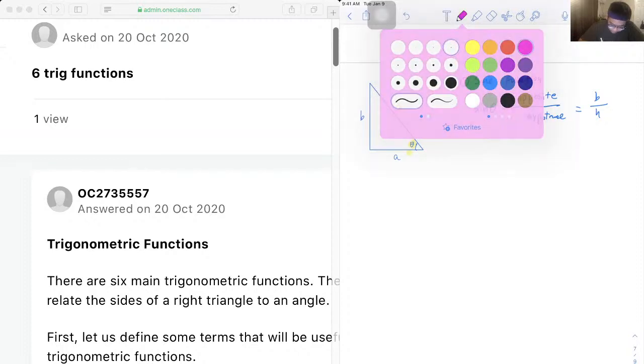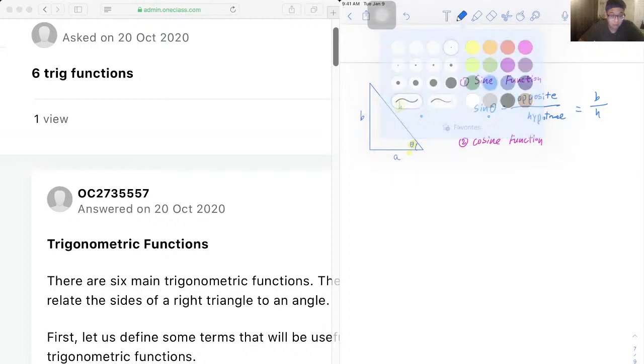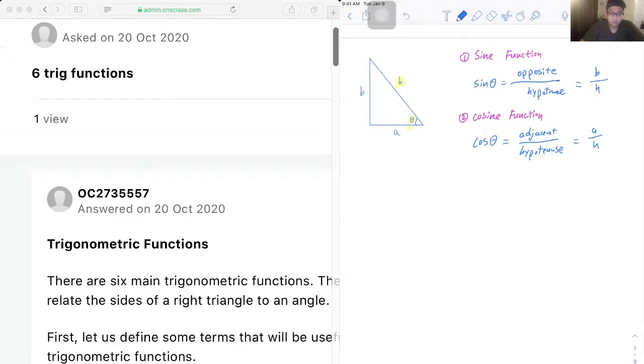And our second one would be the cosine function. We write COS as a symbol for cosine. So cosine theta is equal to adjacent over hypotenuse, which is A over H. Okay. So the only difference between cosine and sine is the numerator part. So one is opposite and one is adjacent.